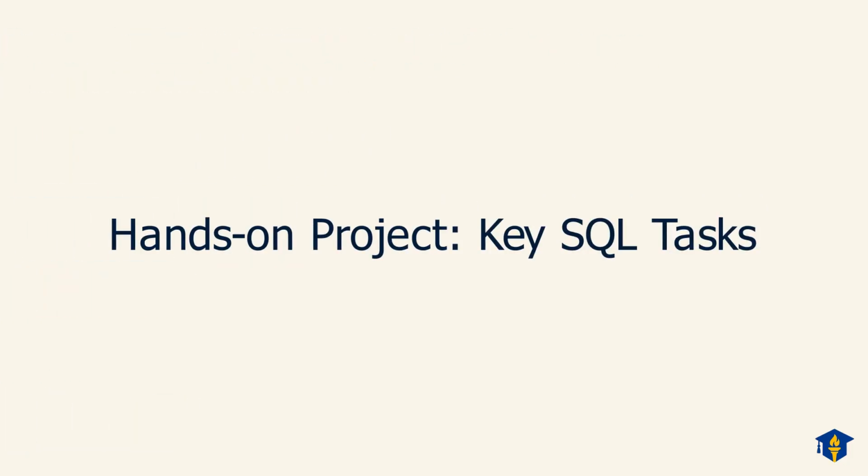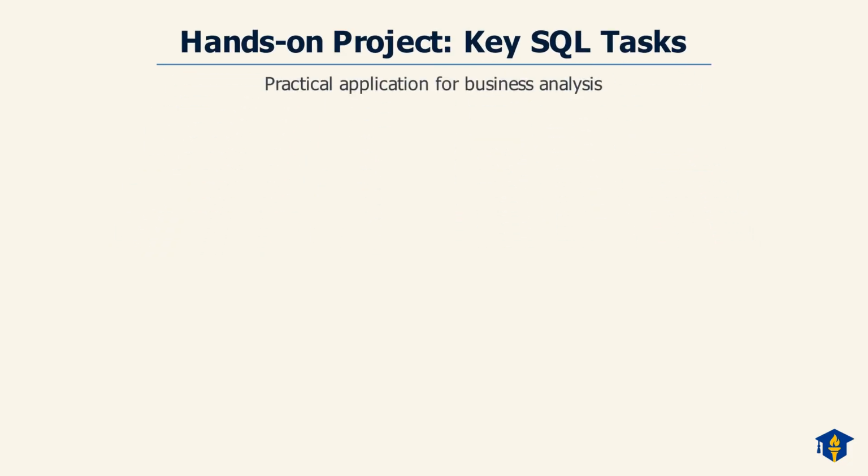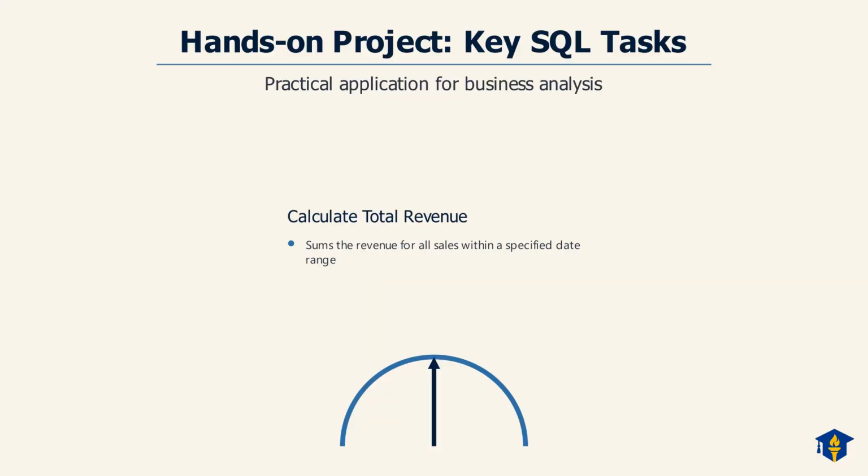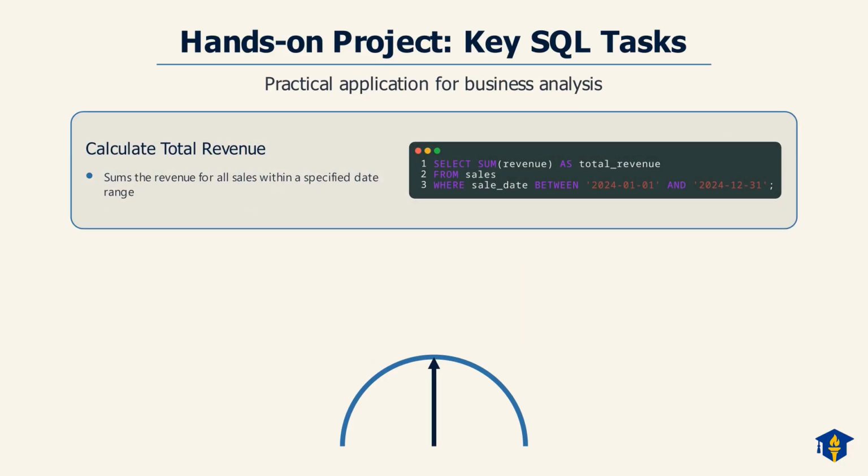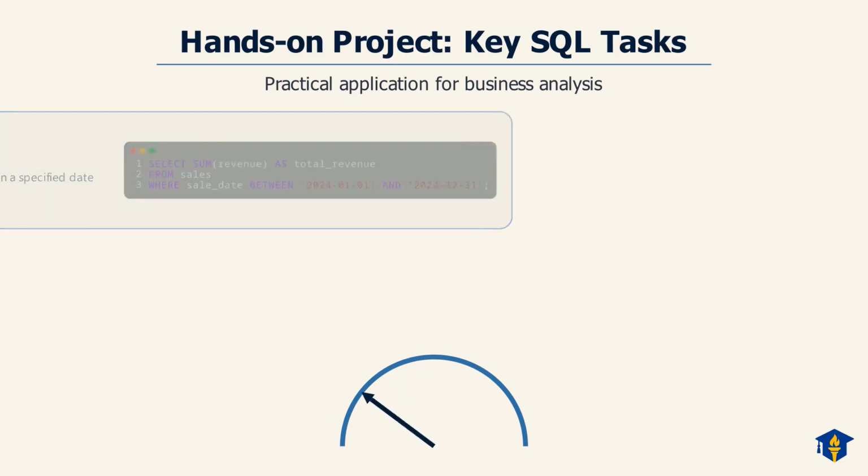Welcome to our hands-on project, focusing on key SQL tasks for business analysis. This section will provide practical applications of SQL for effective business analysis. First, we will learn how to calculate the total revenue generated from all sales. This sums the revenue for all sales transactions occurring within a specific defined date range. This code uses sum to calculate total revenue from the sales table for the year 2024.